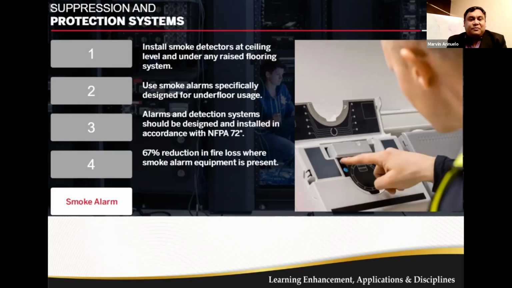Number 5, other means of protection, including the smoke alarm and a detection device. Smoke detectors should be installed at the ceiling as well as under the raised flooring system, and must be designed and installed according to NFPA 72, National Fire Alarm and Signaling Code. According to research, there is about a 67% reduction in average fire loss if there is smoke alarm equipment.